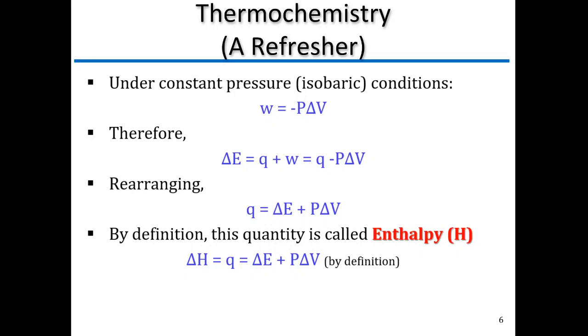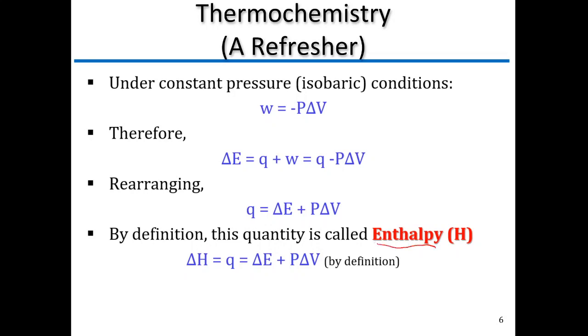But now we can sub in for W. We can say delta E is now equal to Q minus pressure times the change in volume. Based on this, we can rearrange the equation and solve for heat. So we can say Q is equal to the change in energy plus pressure times volume. By definition, we call this enthalpy.